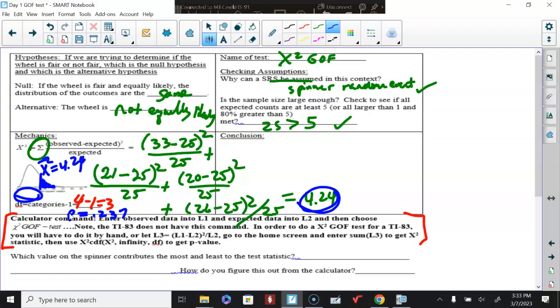All right, ready for the conclusion. So we take our p-value, which is 0.237.